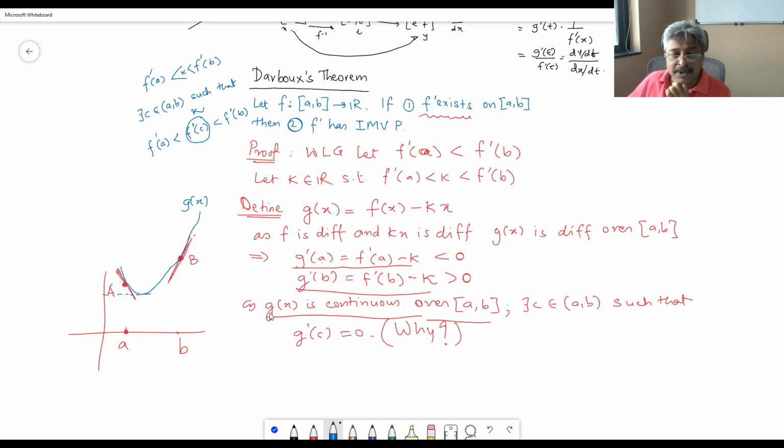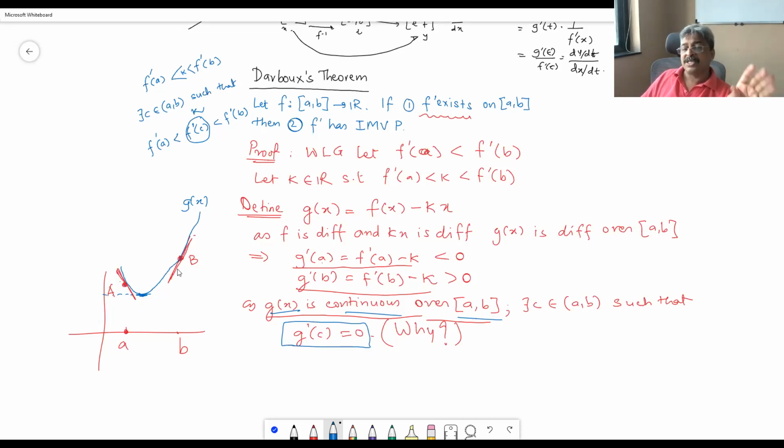And as it is a function which is continuous over a bounded interval, we have proved the theorem that it is bounded and it attains its bounds. That means the minimum must be attained, and when you attain the minimum and it is continuous, you have to cross this. g dash of c must be equal to 0. That is the local minimum between a and b.